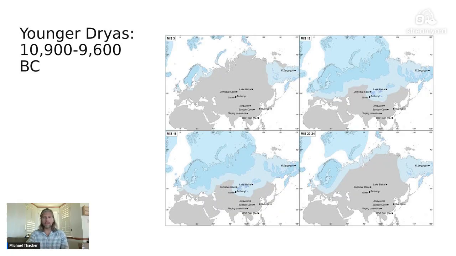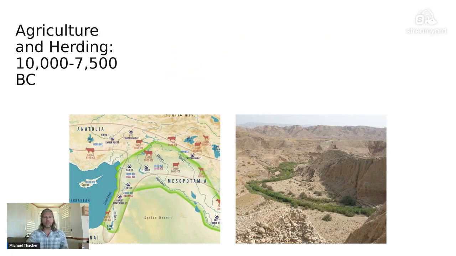Well, sure enough, directly after the Younger Dryas period, you have the emergence of agriculture, herding, the very first evidence of agriculture, at least the true definition of it, of planting seeds, cultivating, things of that nature.